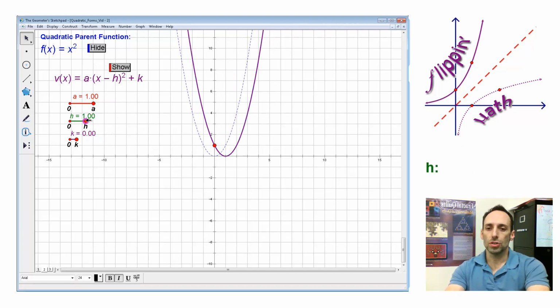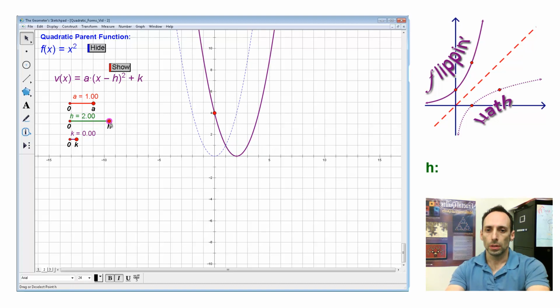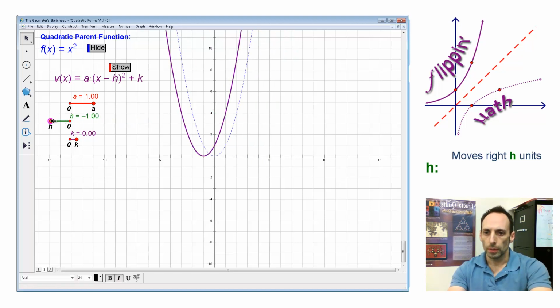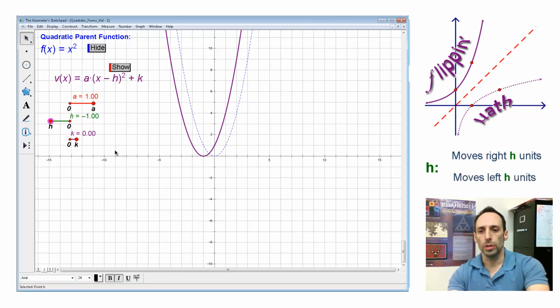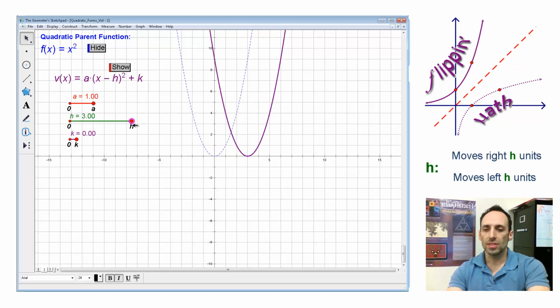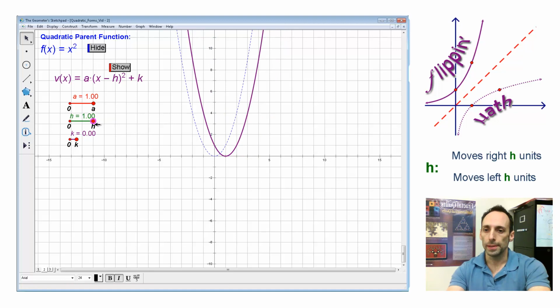Okay, now let's see what the h and the k will do. Let me make my h bigger. See, it's at 4. Look at this. It's moved it over to the right 4. Let me move it over here. It's at negative 1. It's moved it to the left 1. So this controls left-right motion, and it's the same exact number. If it's 3, it's moving 3 to the right.